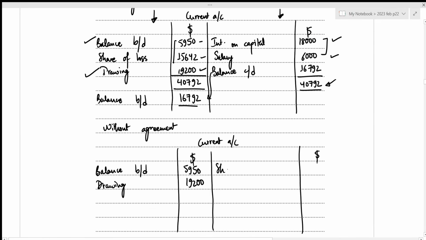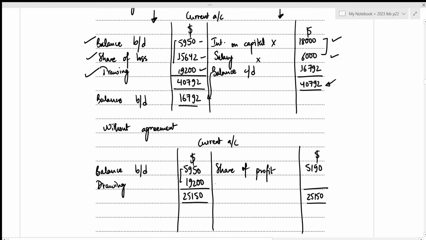So that's our share of profit of 5,190. And since there is no agreement, there will be no interest on capital, no salary. And the share of loss now becomes our share of profit. And this concludes everything. So we can just figure out the heavier side. Again, in this case, it's pretty clear that the heavier side is our debit side. So the total amount is going to be 5,950 plus 19,200. That's 25,150, which is the same for the credit side as well.